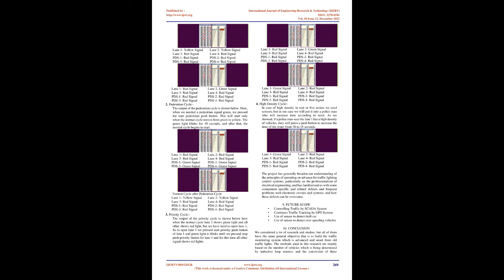4. High density cycle. In this case, we don't have real-time data of the number of vehicles. If we had that data, we would set a limit of high density and, using the compare function, trigger the time of the timer. But as we don't have real-time data, we gave push buttons to increase the time of the timer of the green light, i.e., it will move from 30 to 45 seconds when we press the high density push button.